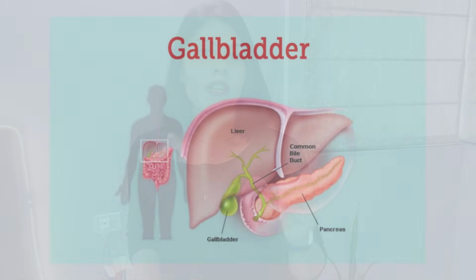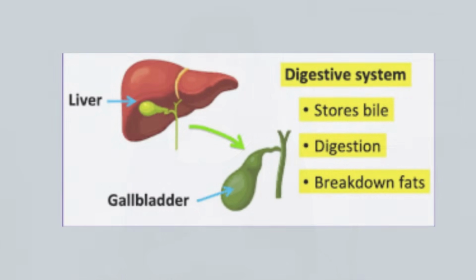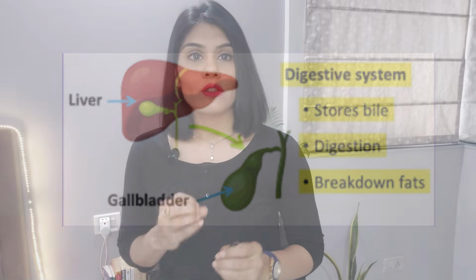The gallbladder is a small pear-shaped organ located on the right side of your abdomen, right beneath the liver. It stores bile juice, which is secreted by the liver. Bile is used to break down fats, and it consists of pigments such as bilirubin, biliverdin, and cholesterol.